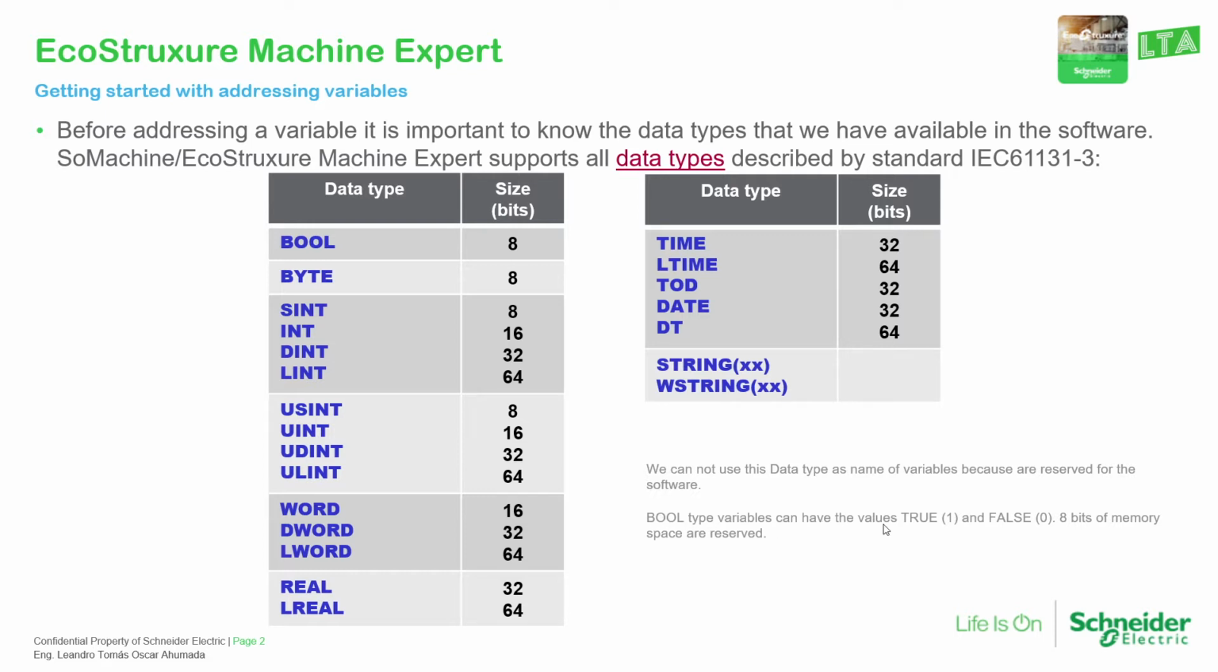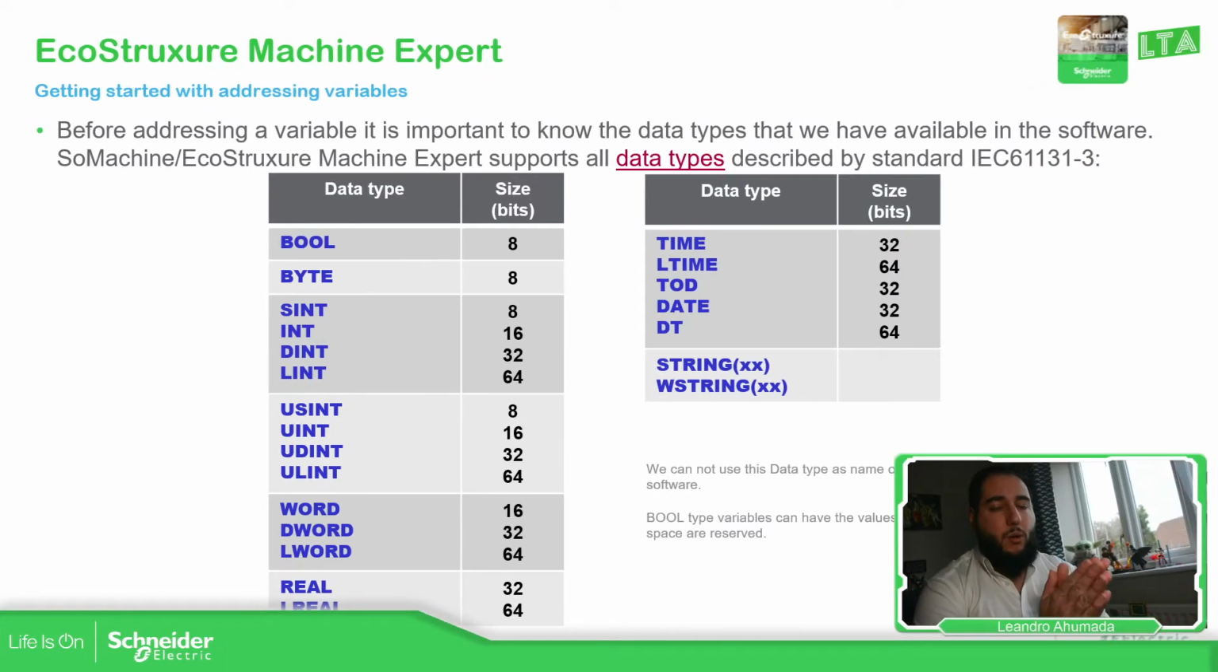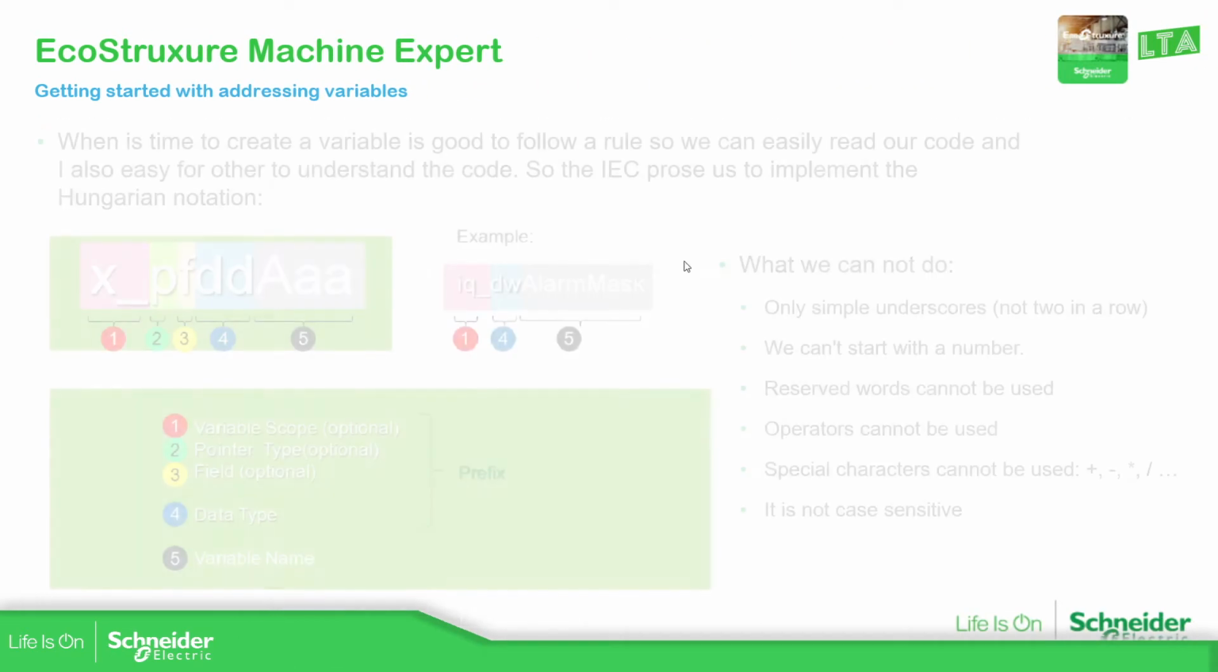Bool type variables can have the values true and false. This is what I mentioned before, and 8 bits of memory space are reserved. So even if the Boolean variable only has the value true or false, it requires 8 bits. If I'm not wrong, I took it from the online help. So we'll continue with this.